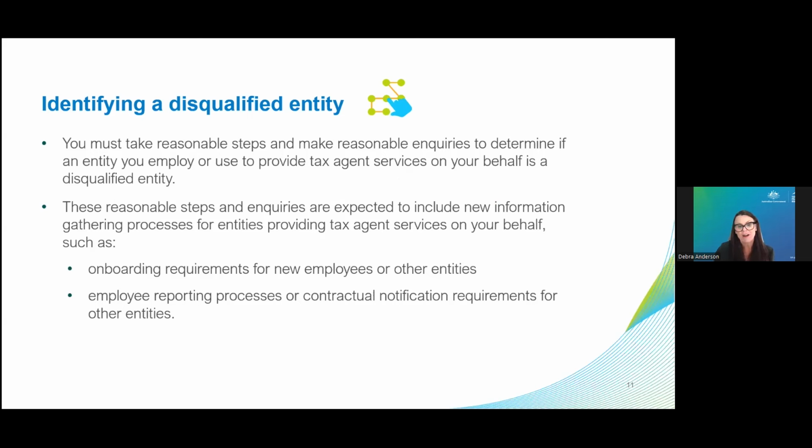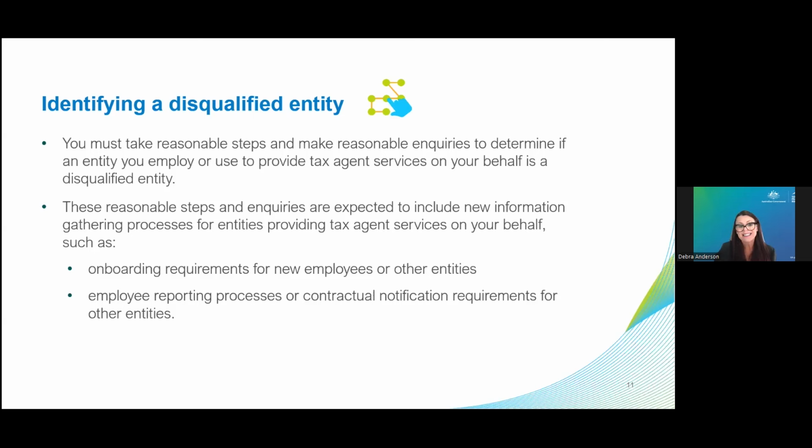So how do you identify who is a disqualified entity? You must take reasonable steps and you must make reasonable inquiries to determine if an entity you employ or that you use to provide tax agent services on your behalf is a disqualified entity. We expect these steps and inquiries to include information gathering processes, such as when you're onboarding new employees or if you're contracting out, that you do some due diligence on each of those.